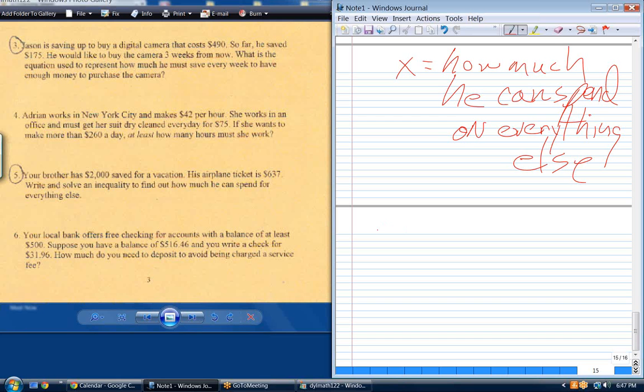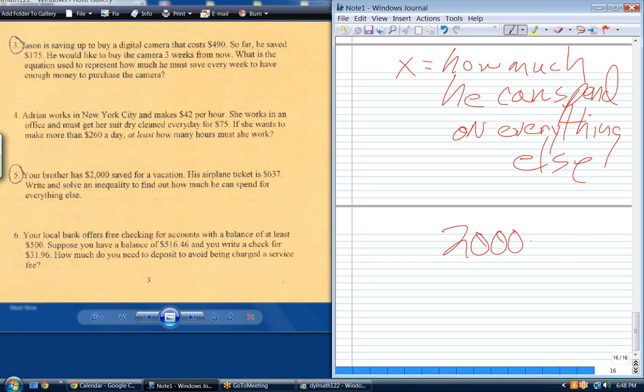Okay, so how much you can spend on everything else. So it would be 2,000 plus X. No. Okay, pretend you're going to Disneyland. And you got $2,000. You're going all by yourself without anybody else. You've saved $2,000. Your plane ticket is $637 to get there and back. How much do you have to spend at Disneyland? You just subtract 637 from 2,000. It's as simple as that.